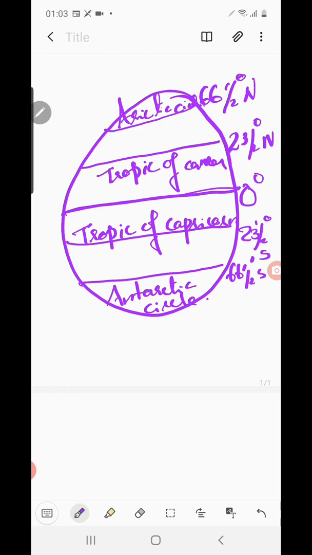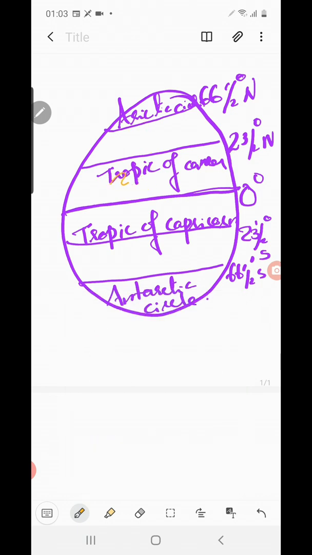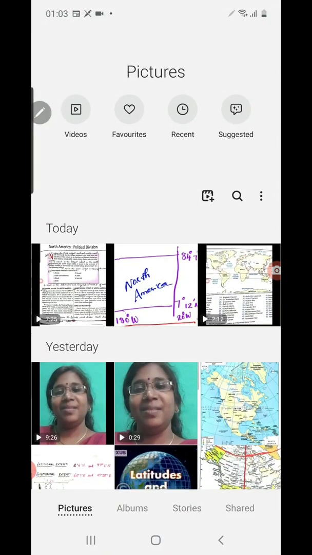Now, which are the important latitudes passing through North America? That is the question. You see children, these two important latitudes are passing through North America. Which are those latitudes? You see Tropic of Cancer passes through North America, and Arctic Circle also is passing through North America. Let's see how it is.